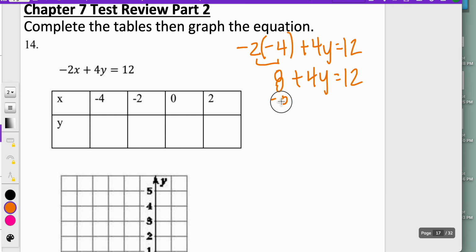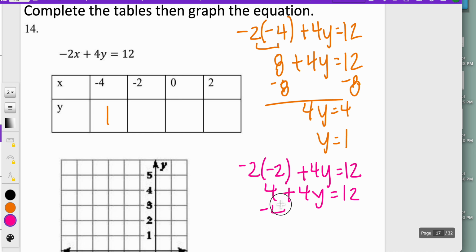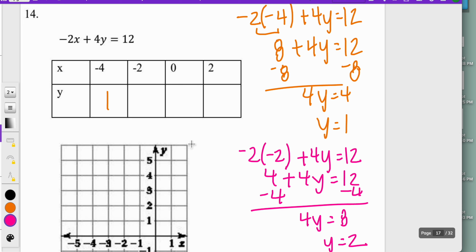Then I'll do the same thing, but with that -2. So -2 times -2 plus 4y equals 12. This will give me 4 plus 4y equals 12. Subtract 4 from both sides. 4y equals 8, and then y is equal to 2. So as you should see by now, we're increasing by 1 as x goes up by 2. So 1, 2, 3, and then 4 is our rest of our table.